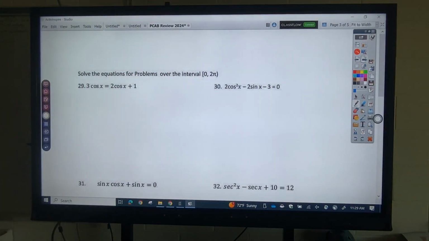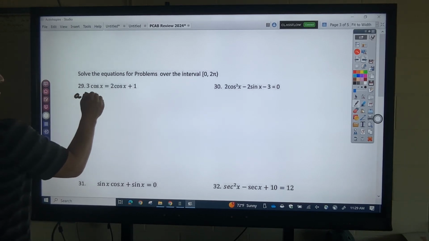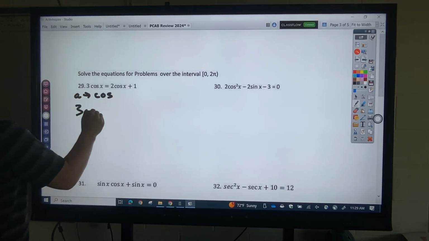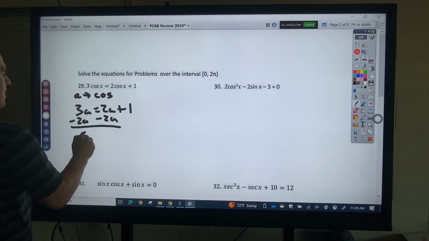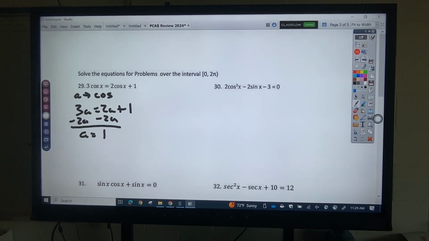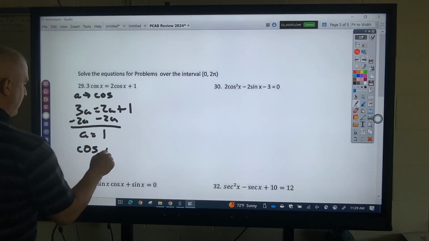All right. So we got some trig functions here, solving some of the trig functions. So what I'd want to do, if I'm going to sub out, let's say A for cosine, so that's 3A equals 2A plus 1. Subtract 2A. That's A equals 1. Okay. All right, bring back cosine. Cosine of A equals 1.